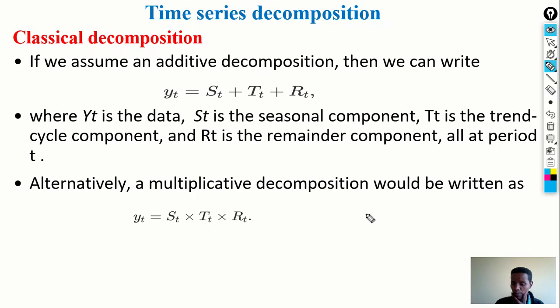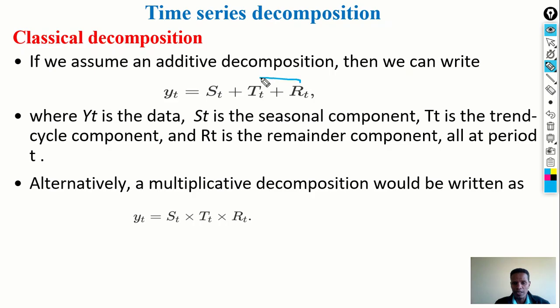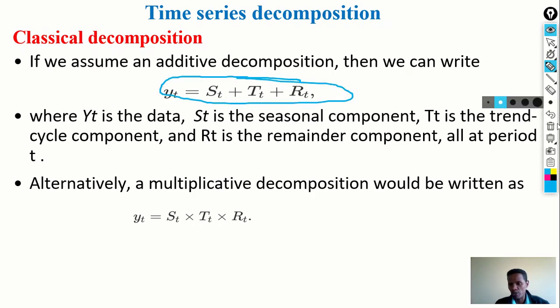Alternatively, for a multiplicative decomposition, we could write the decomposition as the data y at time t is equal to the seasonal component S_t multiplied by the trend cycle component T_t multiplied by the remainder component R_t. So this is the multiplicative decomposition method of the classical approach. If it is additive, it will be the summation of the three components.